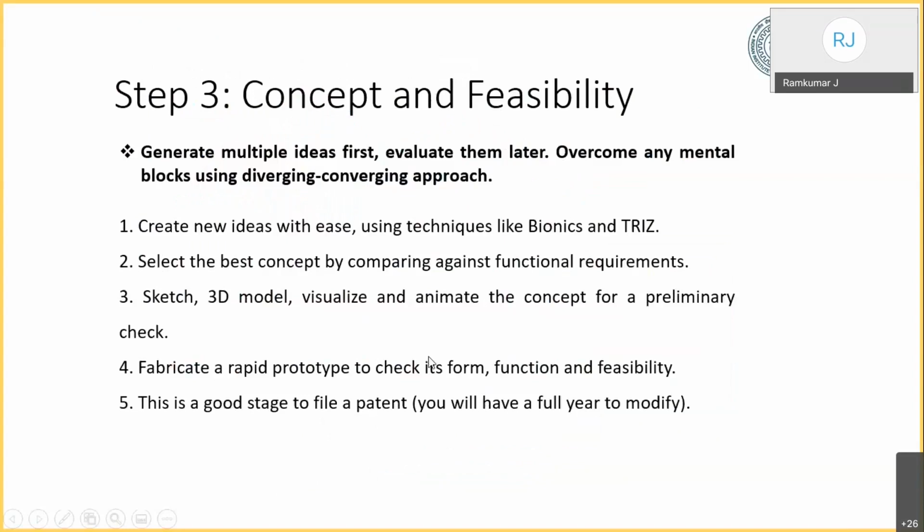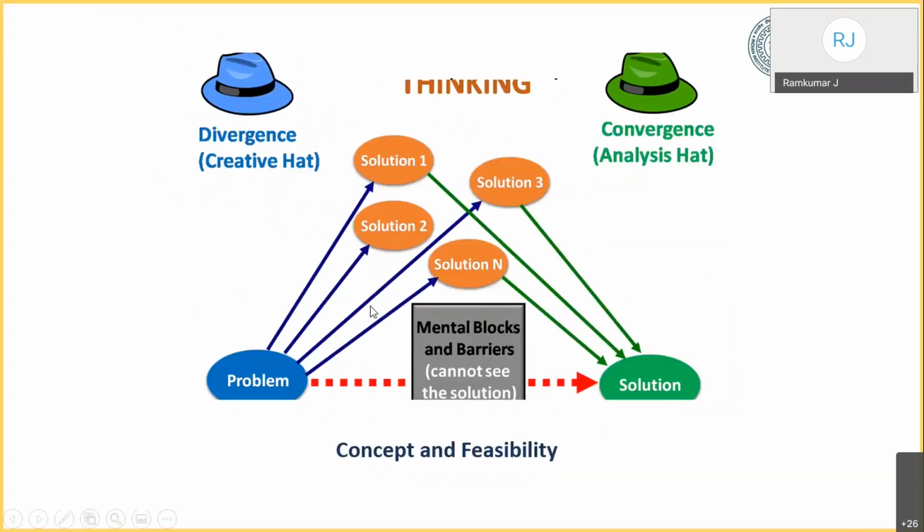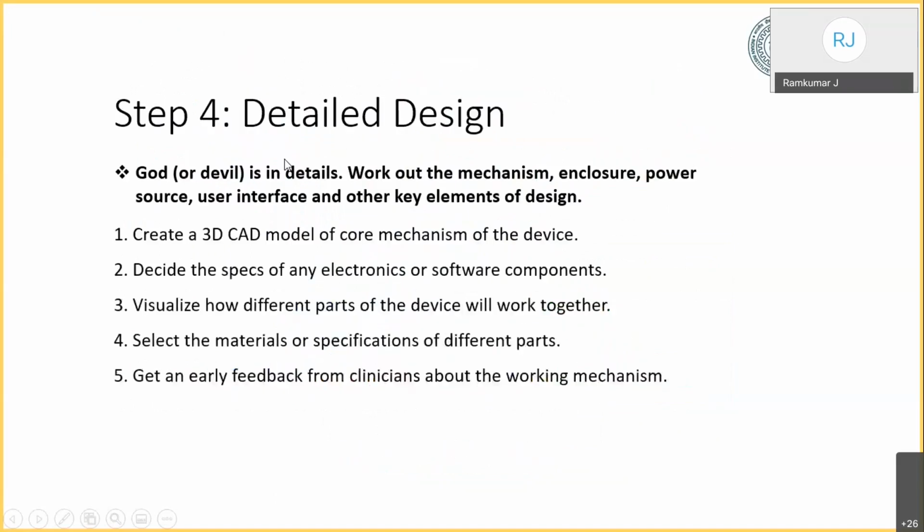So next is concept and feasibility. We try to do sketching, 3D modeling, visualization, animation. And then we try to develop problems and solutions. We have divergence, we have convergence. So these are all design thinking approaches. There are several solutions, so we try to see convergence, and we also try to see divergence. We try to put on the hat and then get it done.